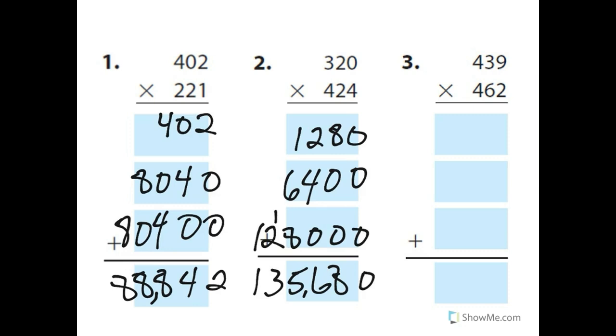Alrighty, so 2 times 9 is 18. Carry that 1. 2 times 3 is 6, plus 1 is 7. 2 times 4 is 8. Okay. Drop that 0 since we're in the tens place. 6 times 9 is 54. Carry my 5. 6 times 3 is 18. 18 plus 5 is 23. Carry my 2. 6 times 4 is 24. 24 plus 2 is 26.